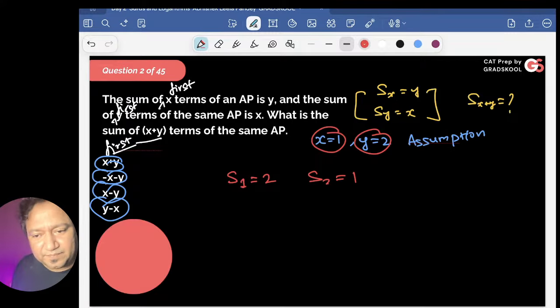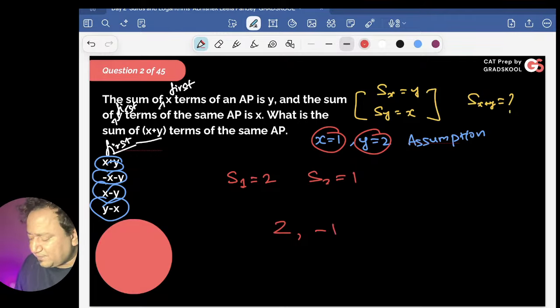Now what does that mean? Sum of one term is 2, sum of two terms is 1. So what kind of AP would that be? If sum of one term is 2, that means first term itself is 2. Am I right? अगर एक ही टर्म है तो सम क्या होगा? वही खुद एक टर्म. If I assume sum of first term to be 2, that means the first term itself is 2. And sum of two terms is 1, that means I need to add 2 to something so that it becomes 1. And that something is minus 1 only.